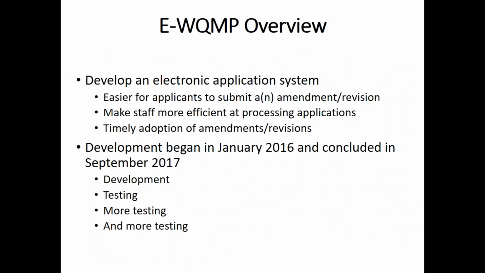Like I said, the reason why we developed the electronic application system, besides the rule, is that it makes it easier for applicants to submit amendments and revisions. It makes staff more efficient at processing these amendments and revisions, and it helps speed up the process of getting them adopted. This software development started in January 2016, and it concluded in 2017.